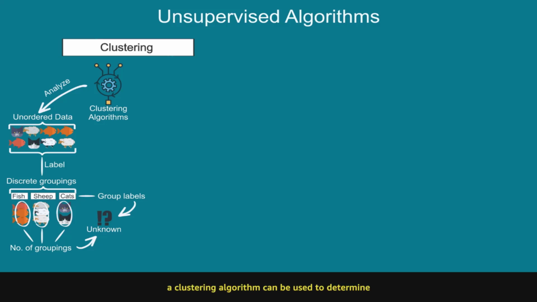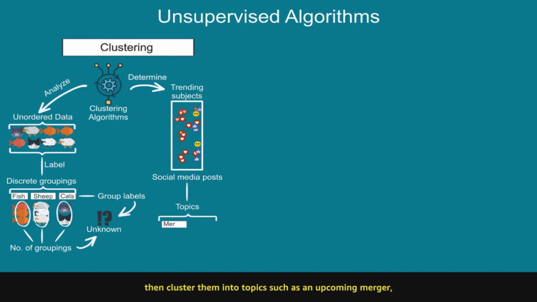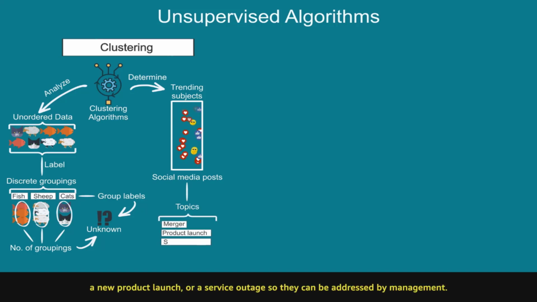For example, a clustering algorithm can be used to determine what trending subjects are being discussed in an organization's social media posts. Then cluster them into topics such as an upcoming merger, a new product launch, or a service outage, so they can be addressed by management.